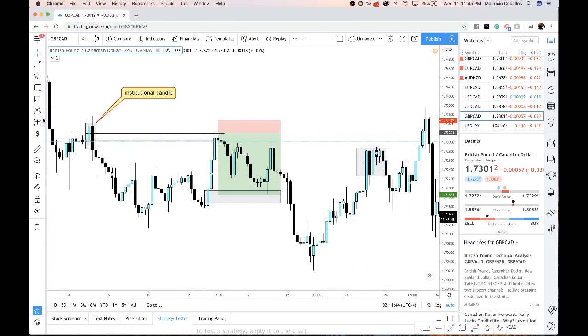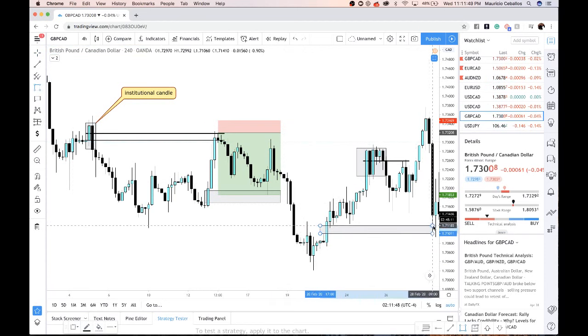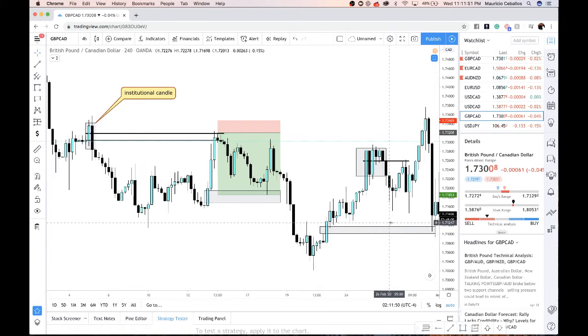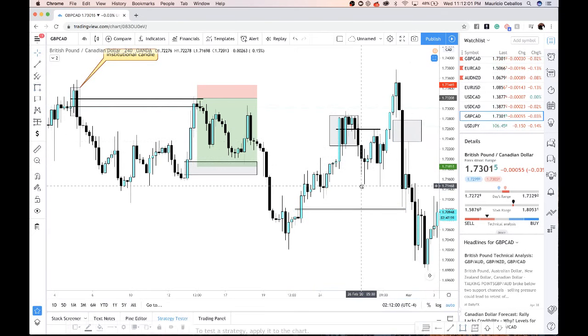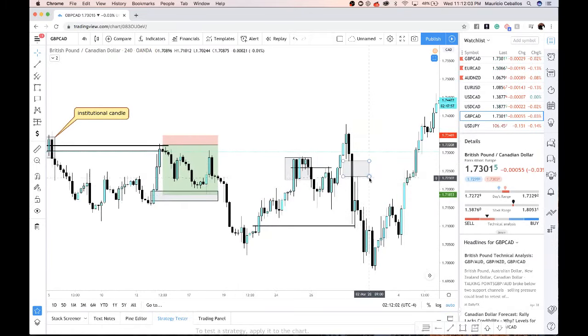So now also, what did the market create over here? Imbalance. Look at what the market does. Comes down, fulfills it, and goes back up. What did the market create right here? Imbalance. Okay, so that's a target. As you can see, it fulfills it.